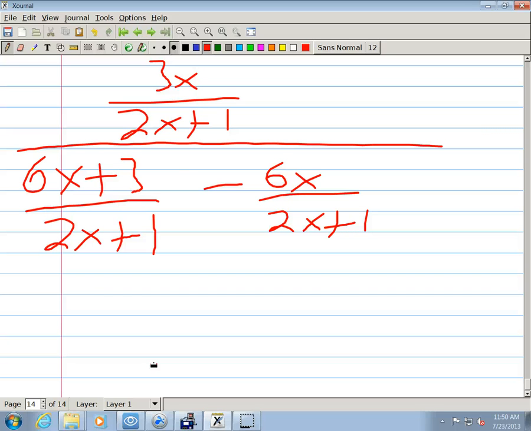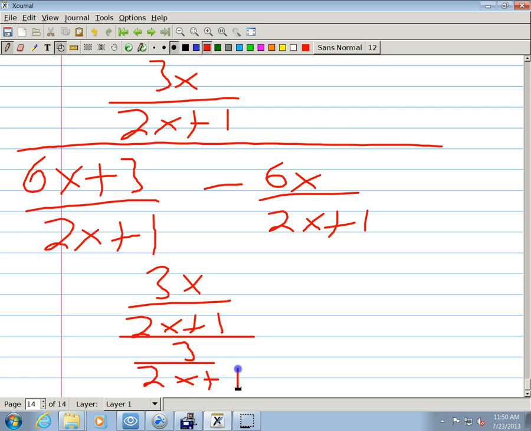Okay, so let me write that. I get, on the top it's still 3x over 2x plus 1. On the bottom, the 6x's cancel, and you're left with 3 over 2x plus 1. So how do you divide by 3 over 2x plus 1? Just flip it, right? So, you know what? Let me just do that. So this times the reciprocal of what we had.